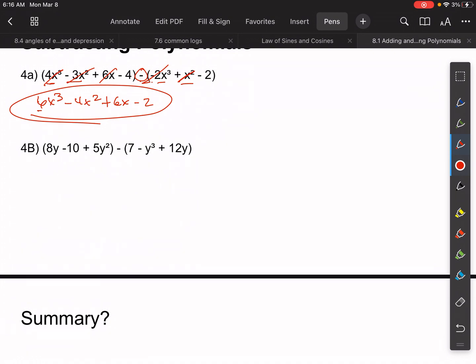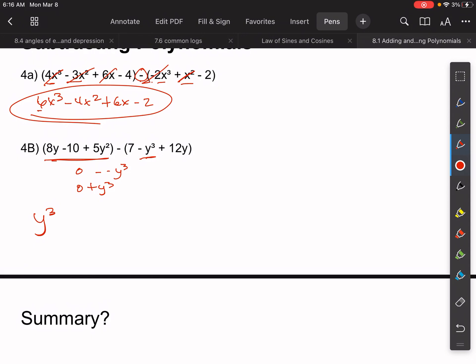Okay, so now notice on this one, there's no y to the thirds in this guy, but there is here. So it's like saying 0 minus negative y to the third, which would be like 0 plus y to the third. Therefore, my y to the third is positive. All right, so just be careful on that one.